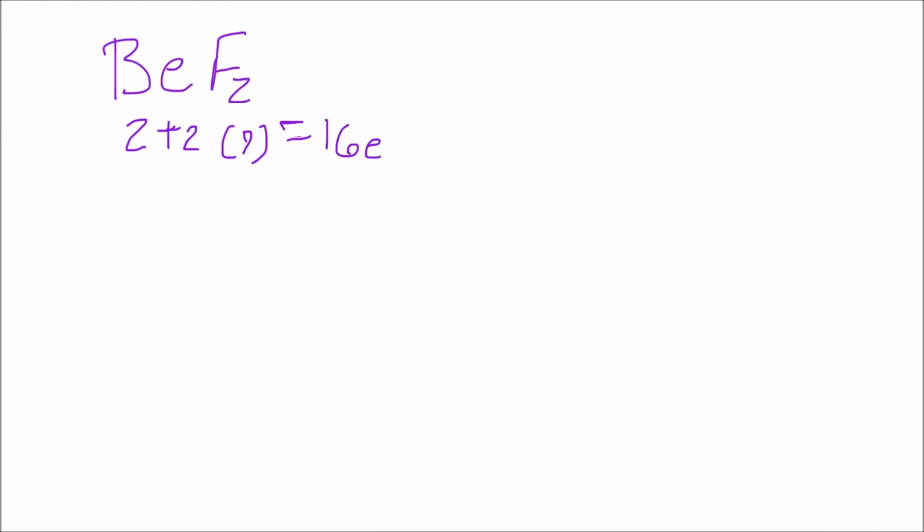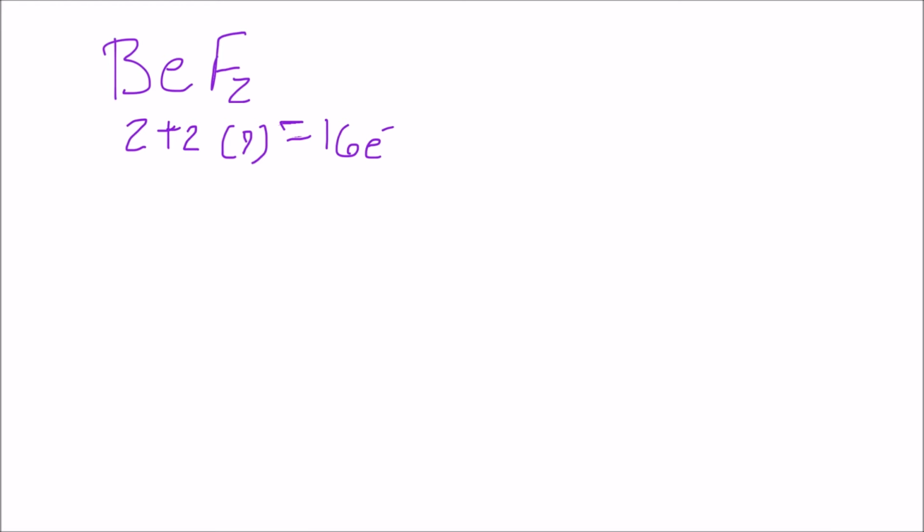Alright, let's do another one. Let's do beryllium difluoride. How many valence electrons does beryllium have? 2. And then fluorine, being a halogen in the 7th group, has 7, but there are 2 of them. So we have 14 electrons here, and 2 more gives us 16 electrons.